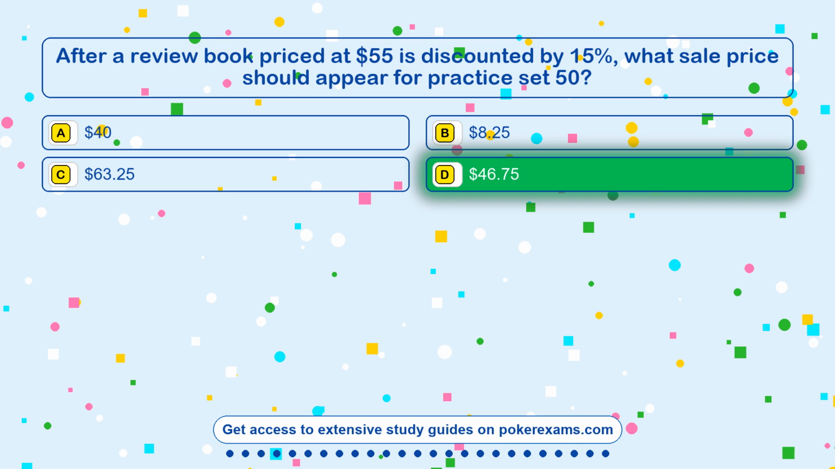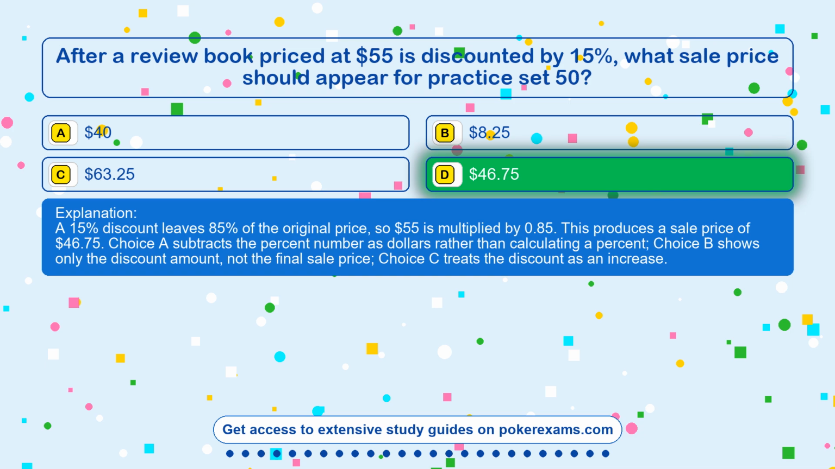The correct answer is option D, $46.75. A 15% discount leaves 85% of the original price, so $55 is multiplied by 0.85. This produces a sale price of $46.75. Choice A subtracts the percent number as dollars rather than calculating a percent, choice B shows only the discount amount, not the final sale price, choice C treats the discount as an increase.